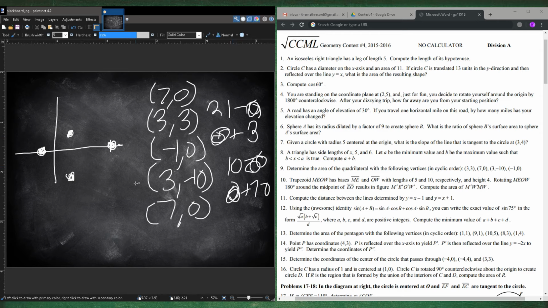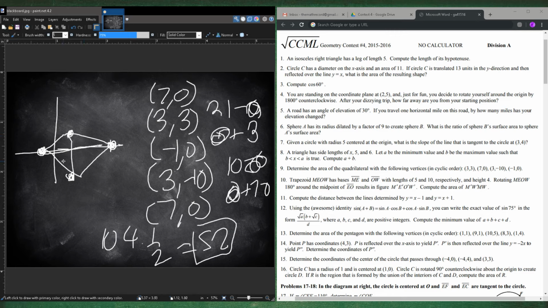104 times 1/2 is basically 52. The answer for number 9 is just 52. Or you can use the easier way: since this is kind of a triangle here and a triangle here, it's basically just a quadrilateral. It's just base times the height divided by 2.